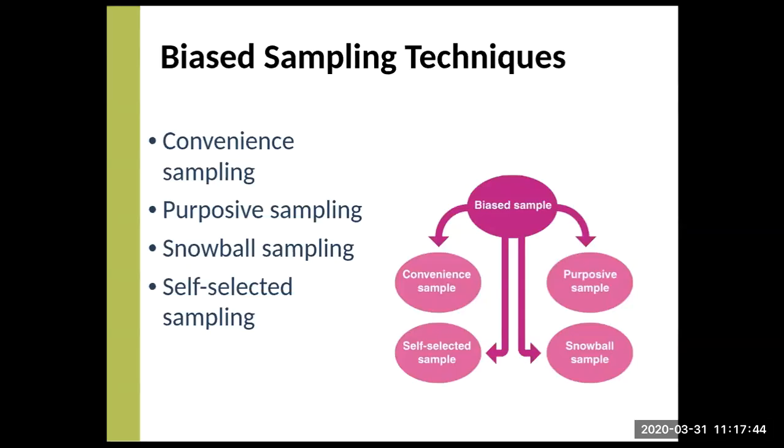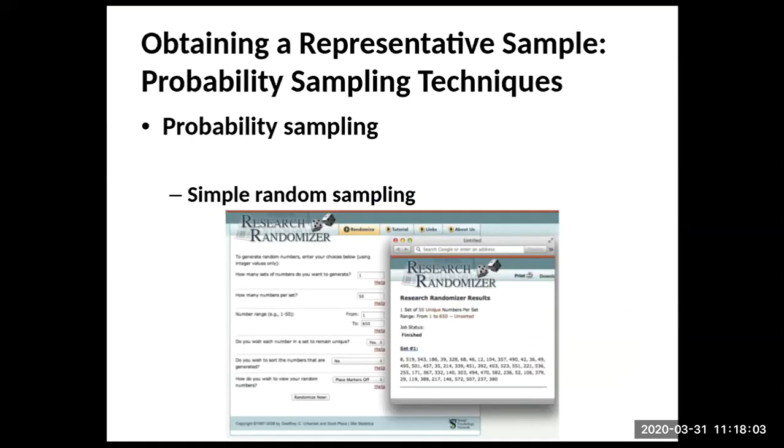Obtaining a representative sample is a much better way to do things because we guarantee, even if our sample is smaller than a bias technique, that it is more representative of our population. So we use what we call probability sampling by taking some sort of probability measure.